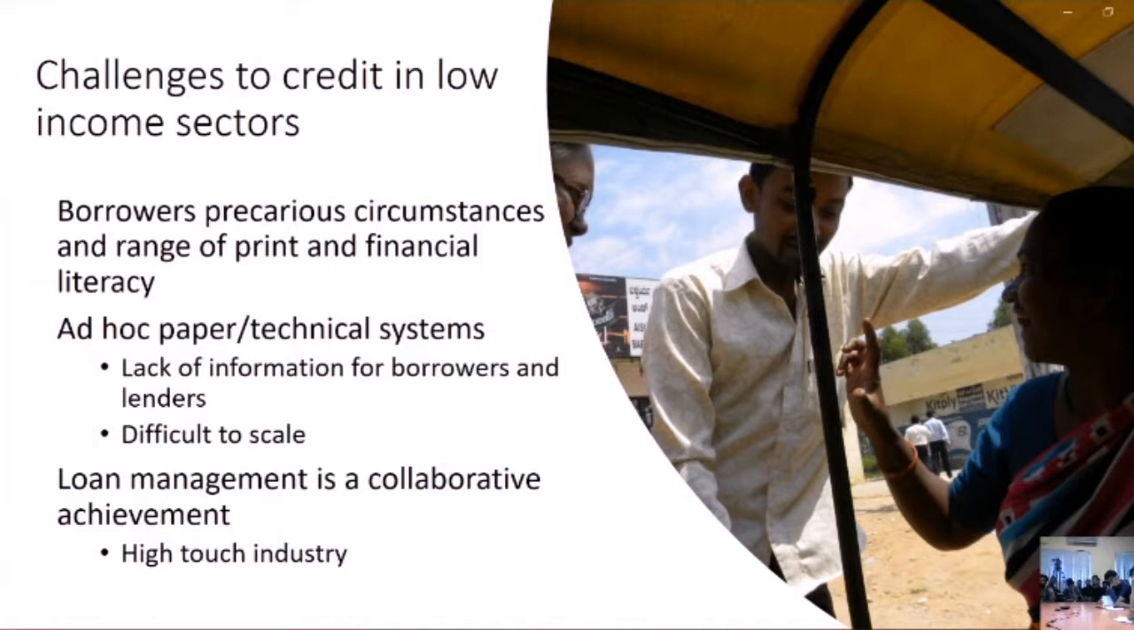So what are the challenges for credit in low-income sectors? Borrowers' precarious circumstances and range of literacy and financial literacy are really the biggest challenges. But we also have other ones. Ad hoc paper technical systems are cheap and flexible, but they mean both borrowers and lenders lack information and they're difficult to scale. And also, loan management is a collaborative achievement between the collector and the driver. And this means this is a high-touch industry.